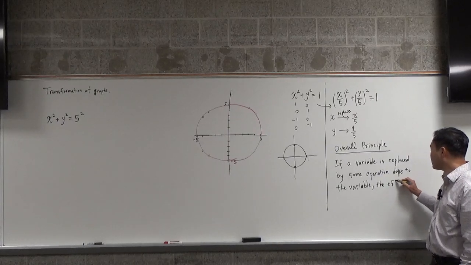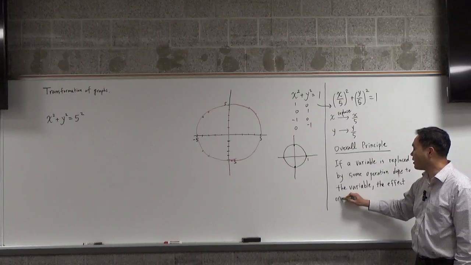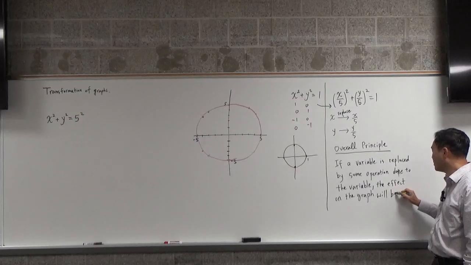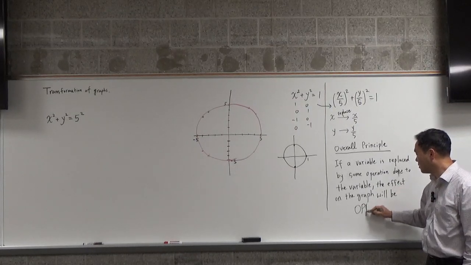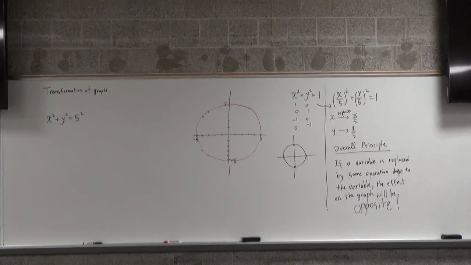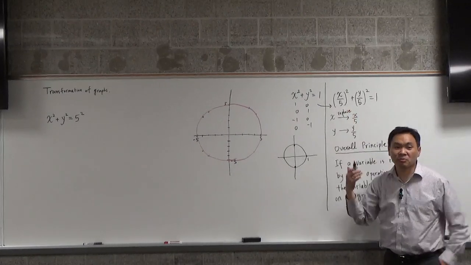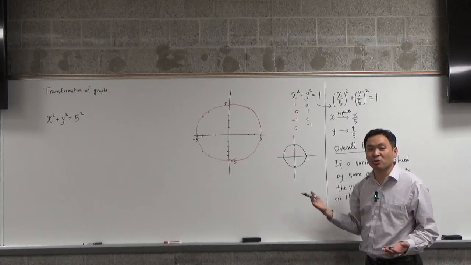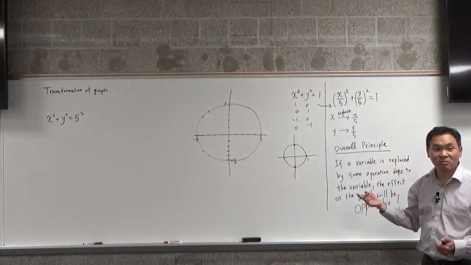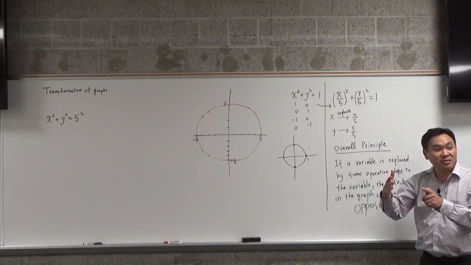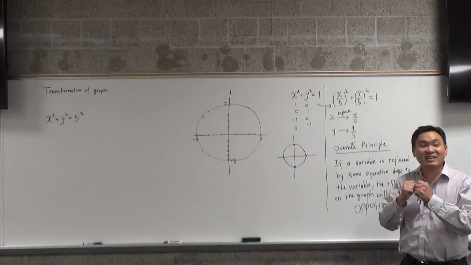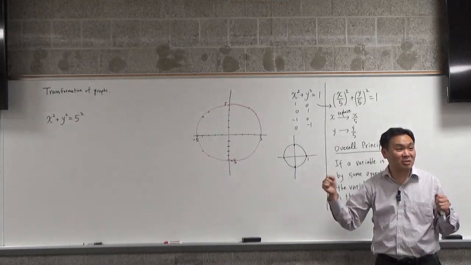These are the things. Those are the operations done to the variable. The effect on the graph will be opposite. Okay, it will be the opposite. So if you divide by 5, well, if you divide a number by 5, of course, it gets smaller. However, for the graph, it will do the opposite. So instead of shrinking by 5 times, what do you think is going to happen? It's going to expand by 5 times, okay? It's going to expand by 5 times.